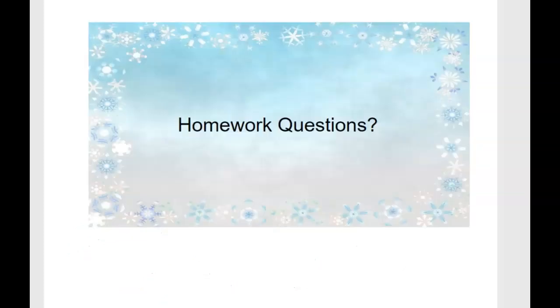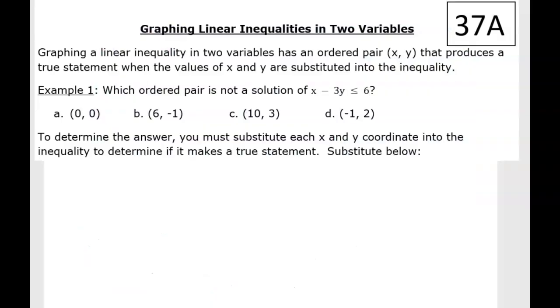Okay, so looking at in class, we went over any homework questions, all right, but then moving on to 37A. So this is what we're covering today. All right, so a solution of a linear inequality in two variables is an ordered pair that produces a true statement when the values of x and y are substituted into the inequality. Because inequalities are going to have an infinite number of solutions in a certain area, we want to see which ordered pair is not a solution.